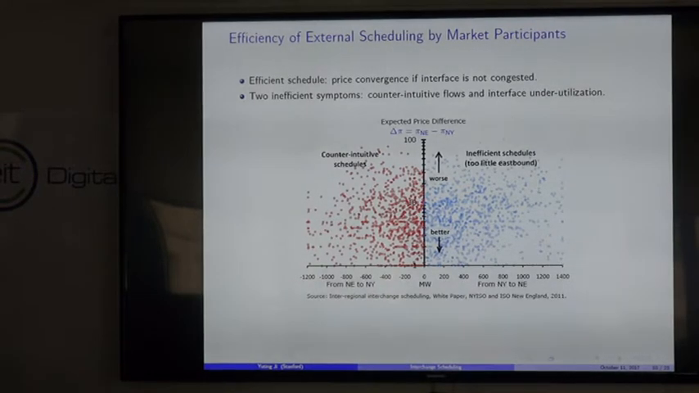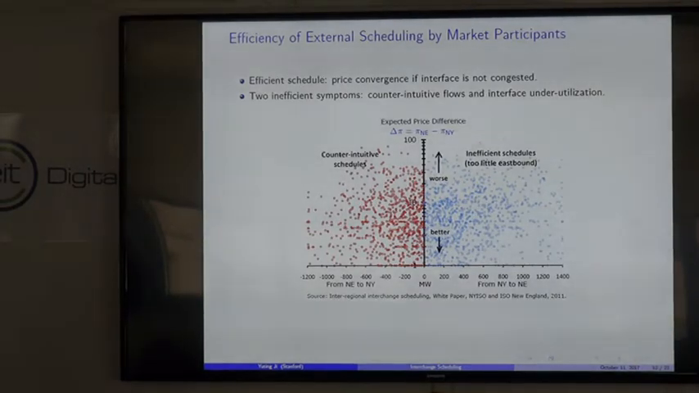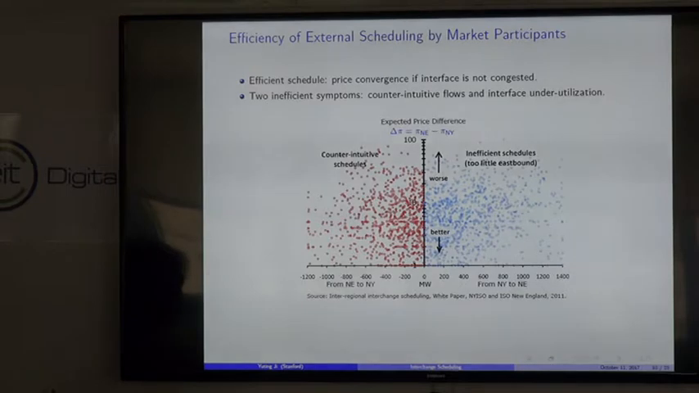The low price will increase and the high price will decrease until they are equal. Then there is no more flow that has to be moving. That's what we call price convergence. If the prices at two areas are the same, then they are making their system operate in the optimal condition. So for the particular scheduling technique I described, there are two inefficient phenomena. One is counterintuitive flows.